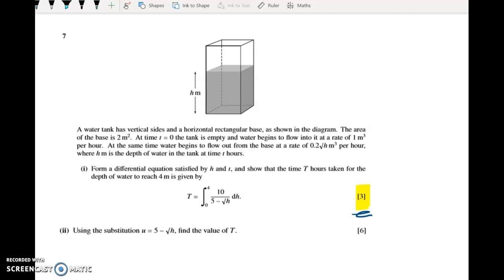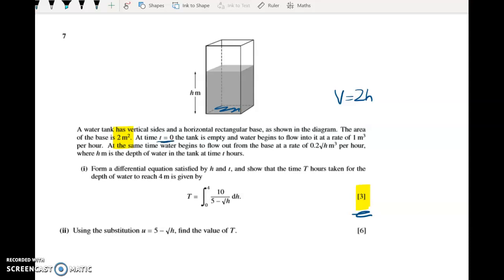Okay, so this 3 marks is quite involved. We've got a water tank with vertical sides and a horizontal rectangular base, and the area of the base is 2 meters squared. So straight away, we can say that the volume of the water in the tank is going to equal the area of that base times the height. So V will equal 2H, and we're going to use that later on.